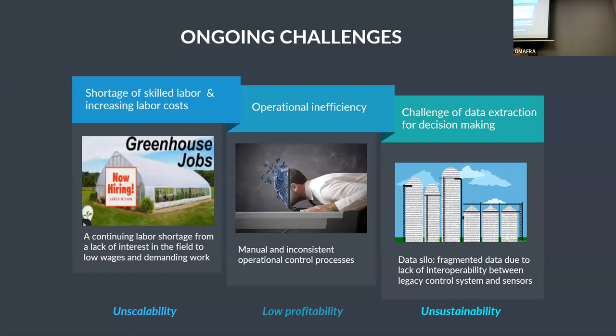So that is a snapshot of our technical approach towards optimal control and climate decision making in general. In practice, here are the key ongoing challenges in the industry that we are trying to solve.